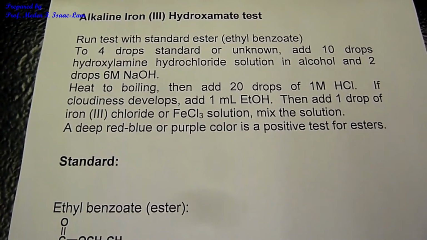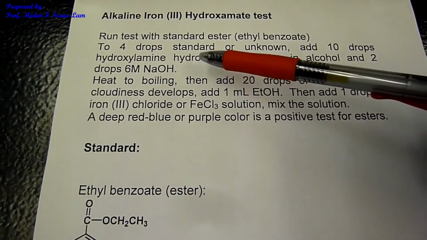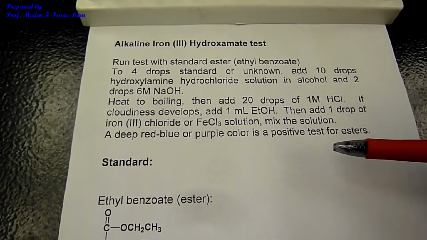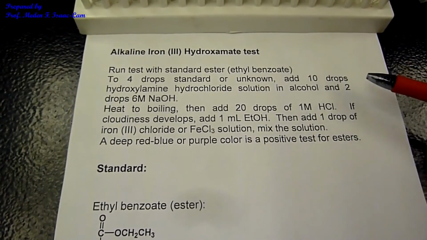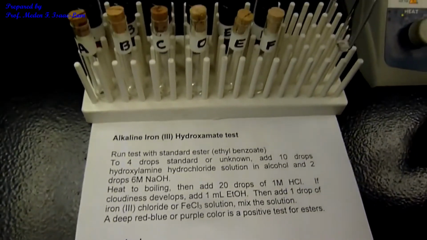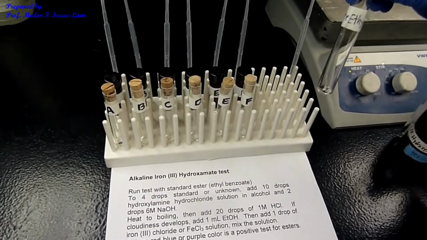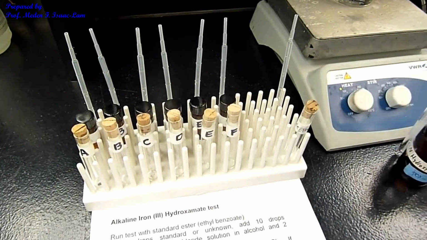This is now the alkaline iron(III) hydroxamate test. We are going to run the test with a standard ester because this is the test for the presence of a functional group, which is the ester. So the ester is ethyl benzoate, which is in here. So this is ethyl benzoate. It's a clear liquid.